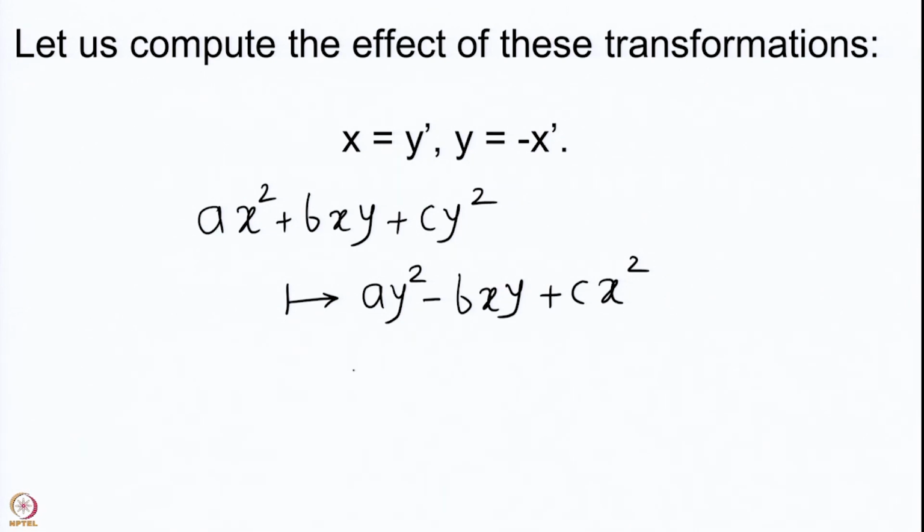So, my new a prime is c. The coefficient of y square has now become the coefficient of x square. The coefficient of x square has now become the coefficient of y square, because a has gone towards y prime, y square. And there is a small change for the coefficient of xy. You have just got a sign change. So, you can switch the coefficients of x square and y square by this transformation. This is a very useful transformation. The coefficients of x square and y square can be changed, but that results in a sign change for b. That is the only thing you should always keep in mind.